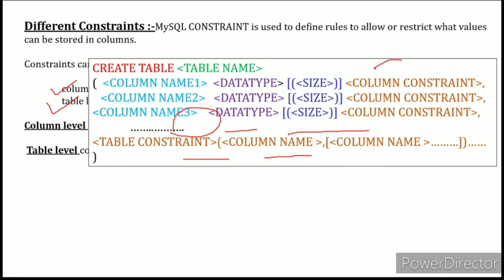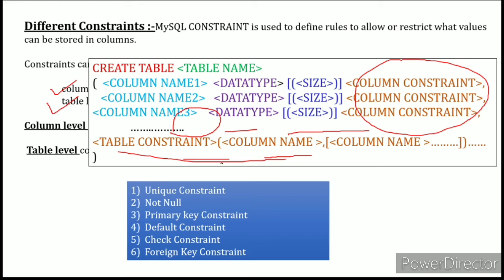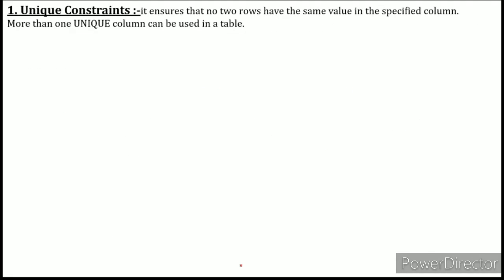These are the column constraints and these are the table constraints. These are the different constraints which are available in MySQL: unique, not null, primary key, default, check and foreign key. Let's discuss them one by one.